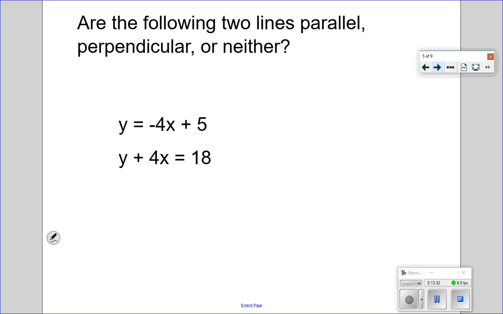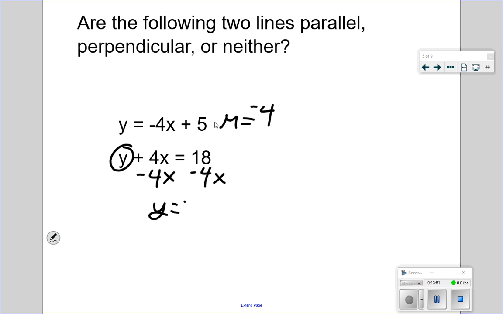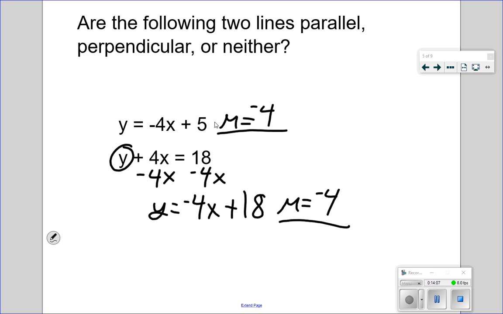Here's another example. I can tell the top one what my slope is, and you should always write the slope down. The slope's -4 for the first one. For the other one, it's not in slope-intercept form because y is not by itself. I need to move over this 4x to get y by itself. So when I write it in slope-intercept form, I can see that my slope of this second line is also -4. Since both slopes are -4, when the slopes are the same, that means the lines are parallel.